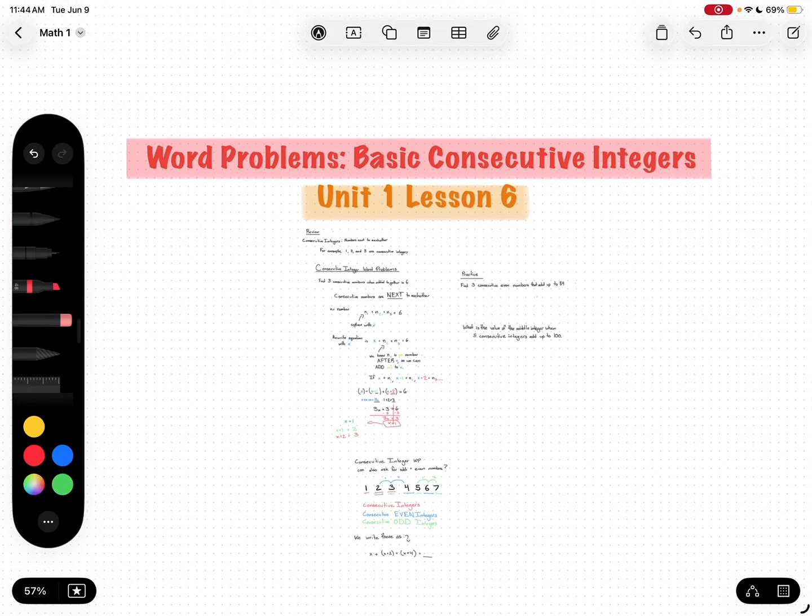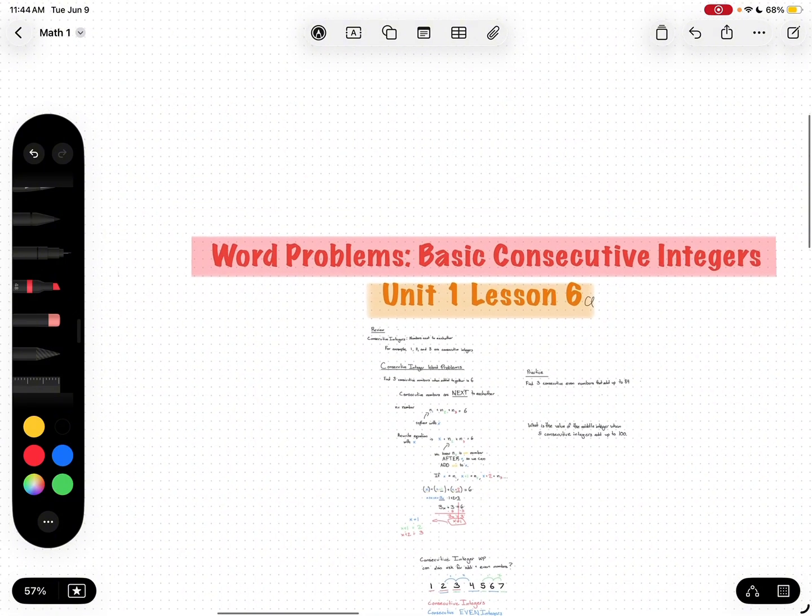Hello, this is Unit 1, Lesson 6 for Math 1 or Algebra 1. Today is word problems with basic consecutive integers. This is a two-part lesson, and the second part is going to be about perimeter problems. So if you are looking for that, please go ahead and just skip this one.